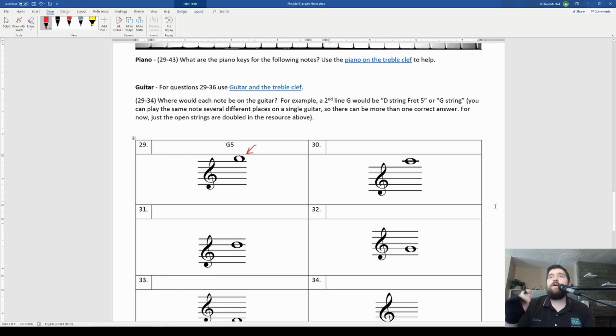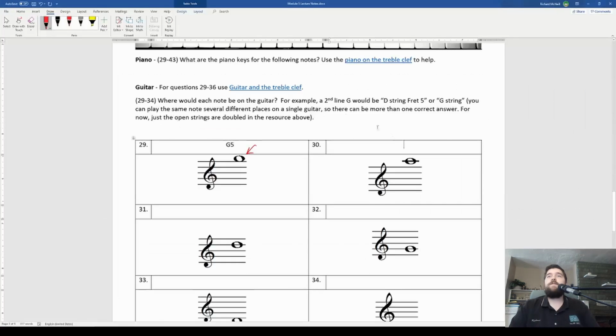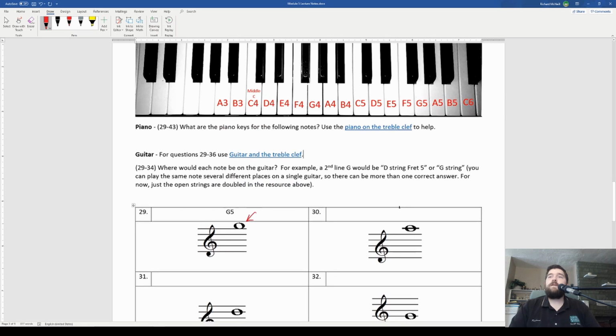All right, next up, number 30. I go through the same process. It's the first ledger line above the staff. I take a look at my document. I see right there, that one. I get my reference notes. It's in between C5 and, oh shoot, that one should be C6. I'll fix that here in a second. Between C5 and C6, and that would be our A. A between C5 and C6 is A5. Okay, so right here I put A5.